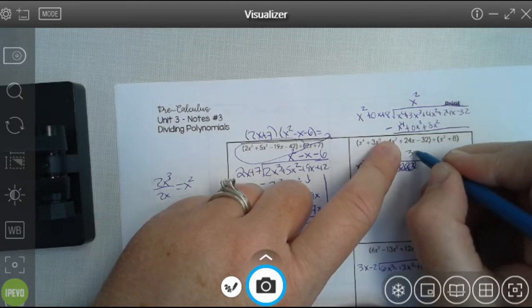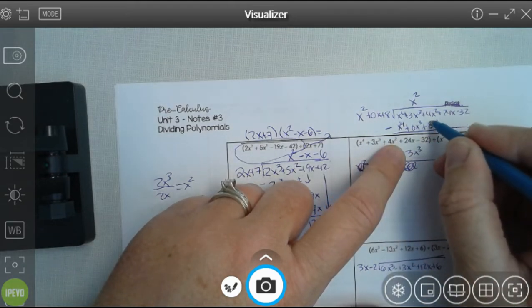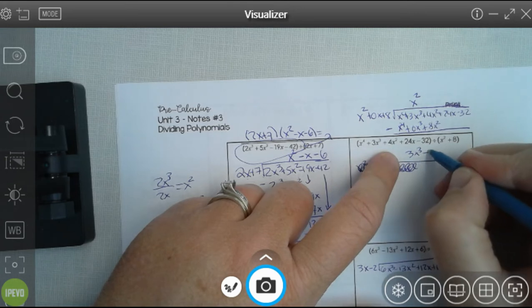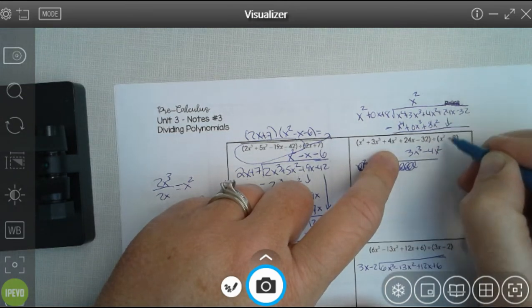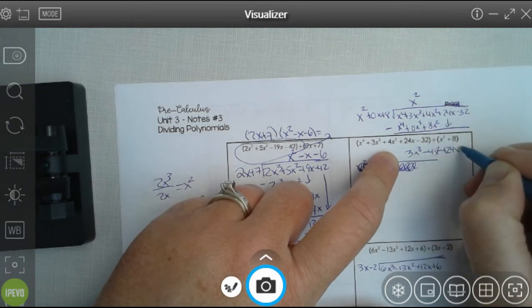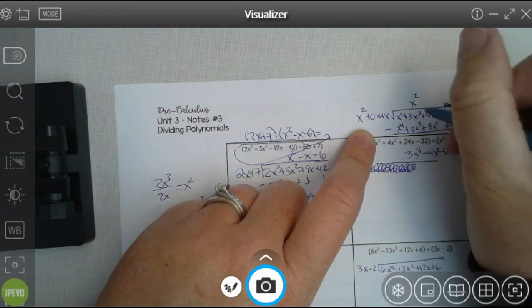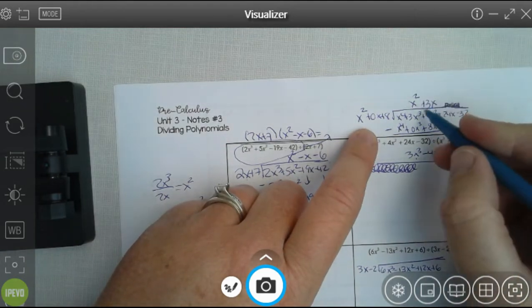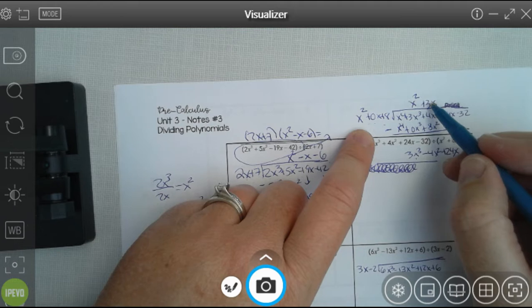So that gives me a 3x cubed. And then was that an 8 there? So it gives me a negative 4x squared. And I'm going to bring down the next term. Divide these. I get a plus 3x. So multiply every single term by it. So I'm multiplying 3x.